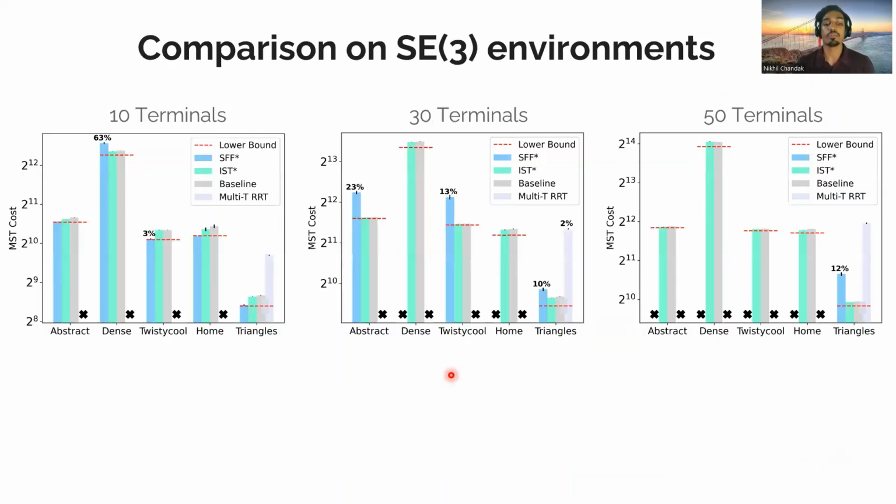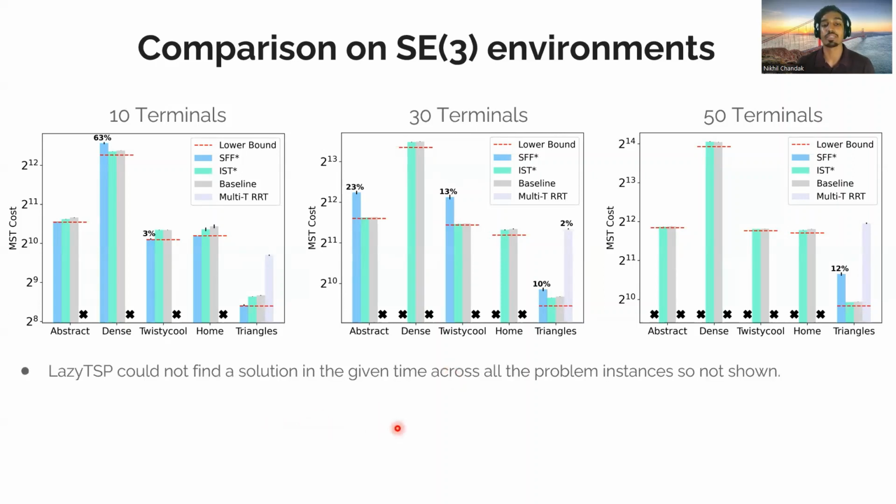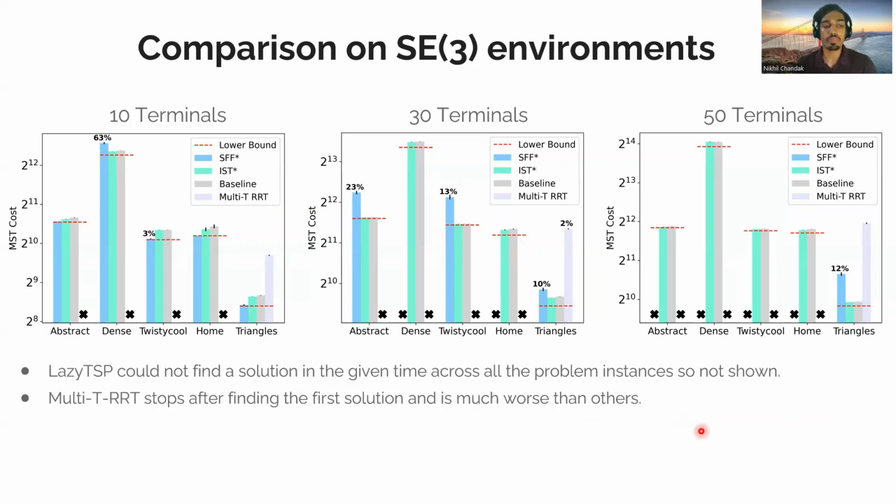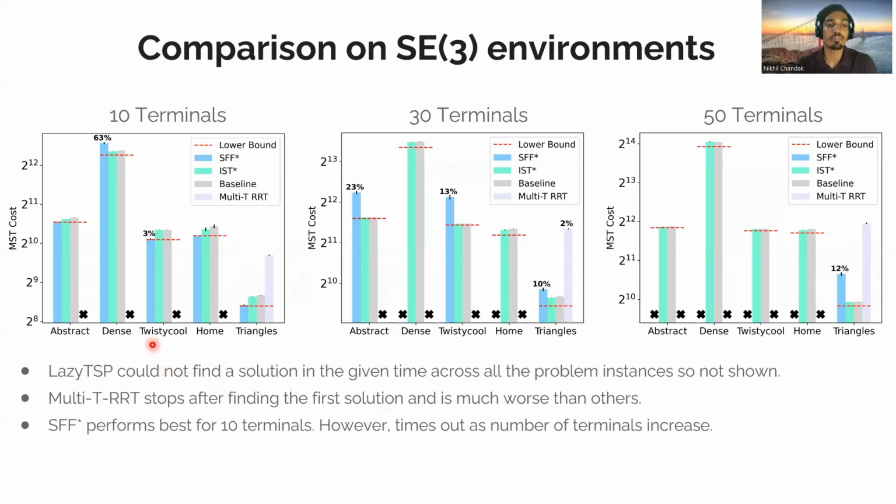Next, for our first evaluation, we note that lazy TSP could not find a solution in the given time across all the problem instances, so it is not shown in the bar plots. Second, multi-DRRT is only able to find a solution in the triangles environment and in none of the other environments. And further, it is much worse than the rest of the solvers because it stops after finding the first solution. Third, SFF star performs really well for the case of 10 terminals, reaching almost the lower bound, as shown in blue color. However, as we increase the number of terminals, it is not able to find a solution in a few of the environments, and for 50 terminals, it times out in 4 of the 5 environments, and even here, when it does find a solution, it is worse than baseline and IST star.